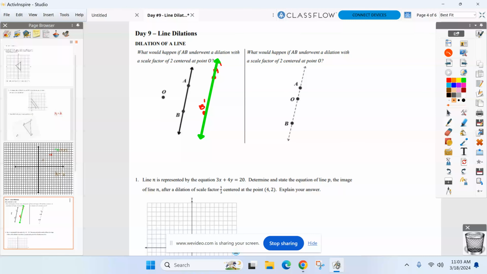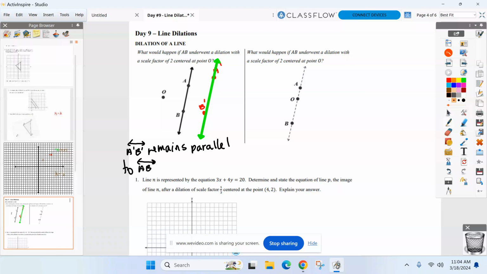No, the line does not get bigger. But compare the two lines now. What can you say about A prime, B prime, and the original line, AB? They look to be parallel. There we go. So when you dilate a line, line A prime, B prime remains parallel to line AB.